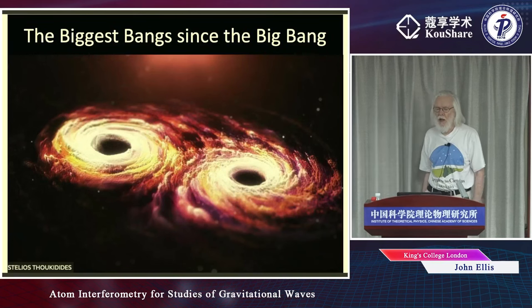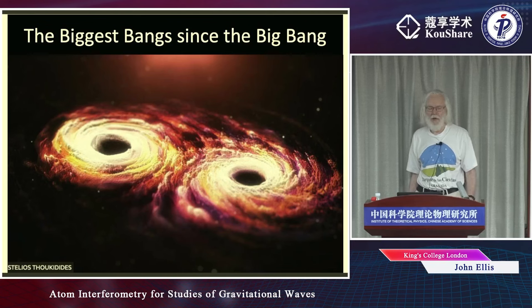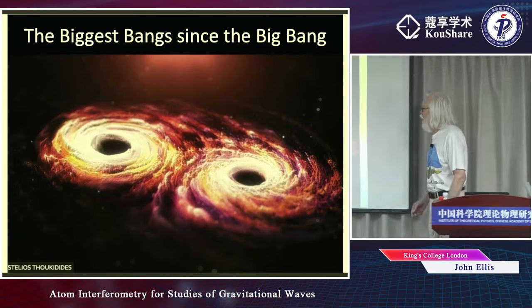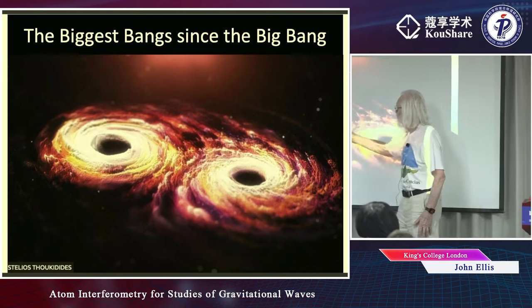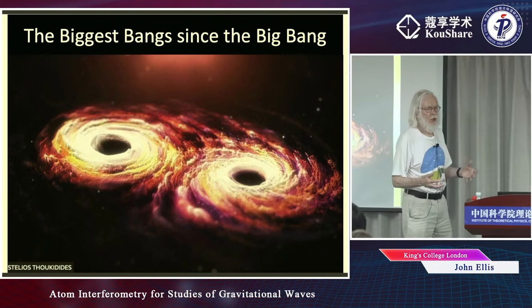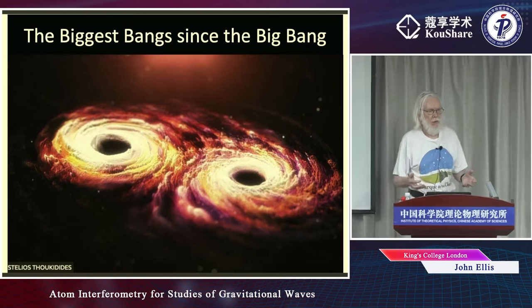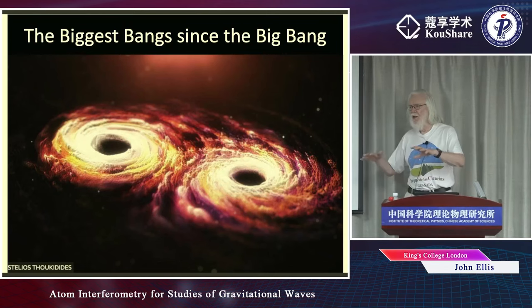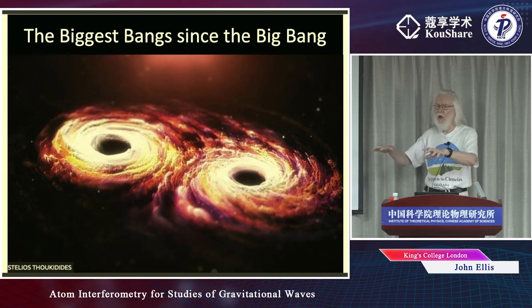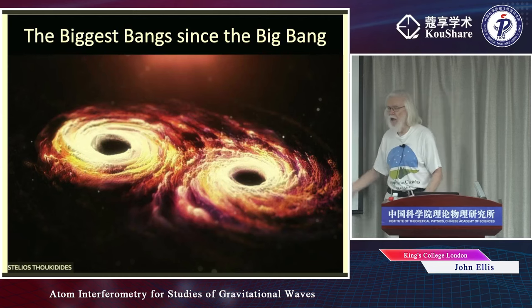Okay, so I talked earlier on about the biggest bangs since the Big Bang. And this is an artist's impression of what happens. So here we have two black holes, which are surrounded by accretion disks, which are embedded in galaxies, which are embedded in halos. And these two galaxies collide, and through frictional effects, black holes are brought closer and closer together until eventually they merge.